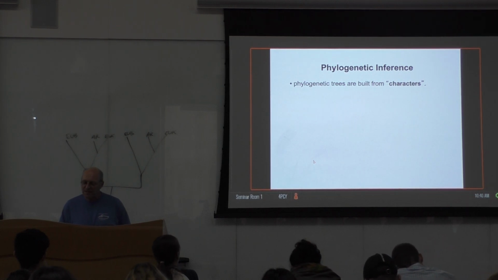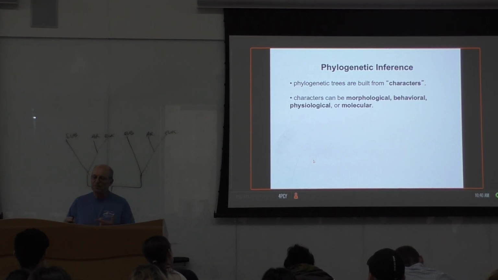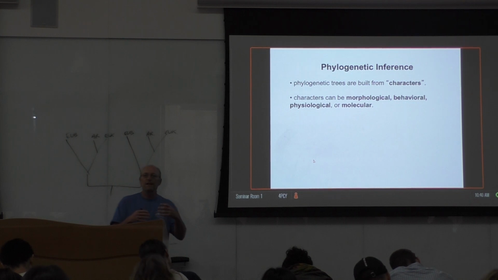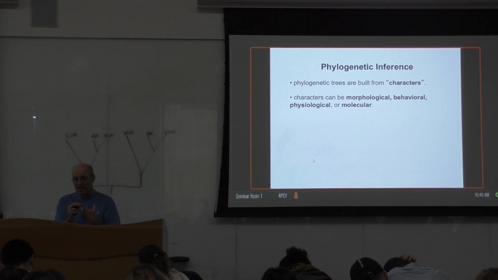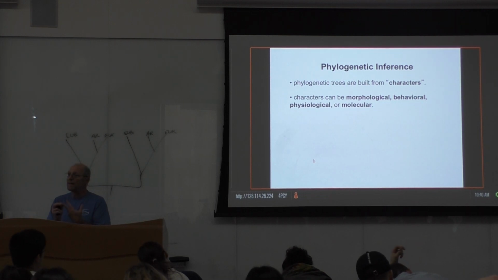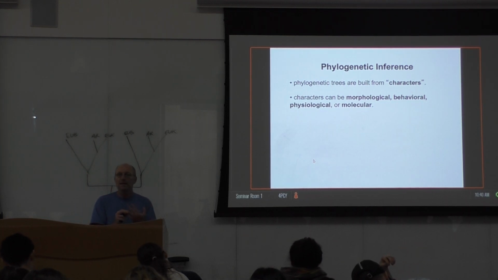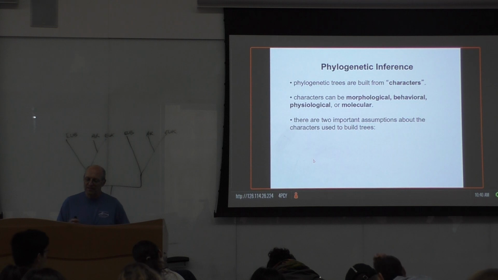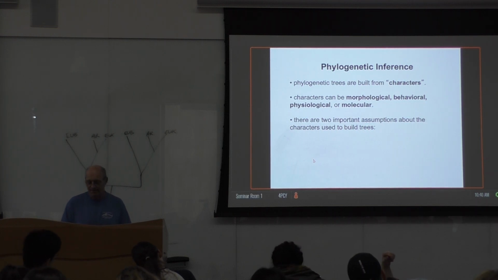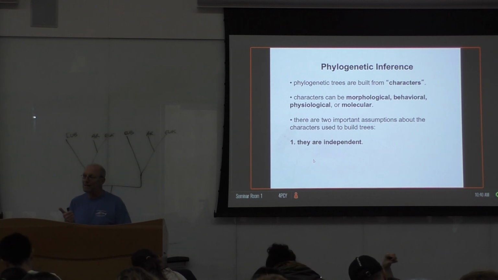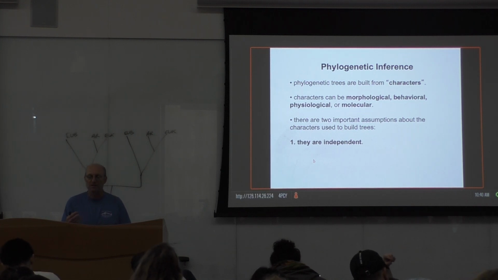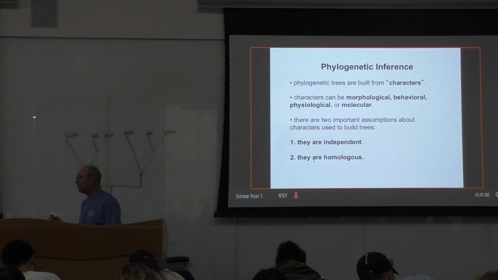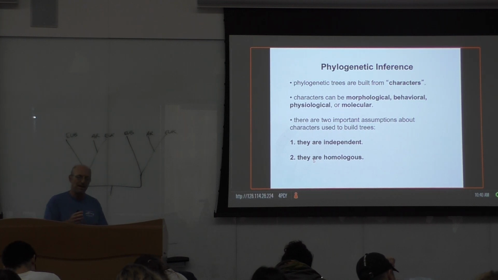Anyway, phylogenetic trees are built from characters. Characters can be morphological, behavioral, physiological, or molecular. So just to re-summarize what Willi Hennig's contribution to the field is, he comes up with the idea of clades. He defined how you make a clade. You make a clade by finding synapomorphies, and he came up with the idea of polarizing trees. You need outgroups to polarize trees. There are two important assumptions about characters that are used to build trees. One is that the characters are independent. If you use dependent characters, then you're always doing the same thing. And the other one is that they are homologous, meaning the characters have to be comparable. And I'm going to explain what I mean by that in a second.